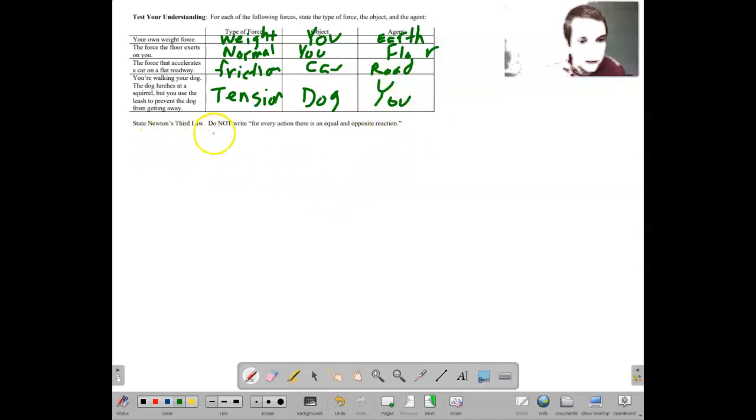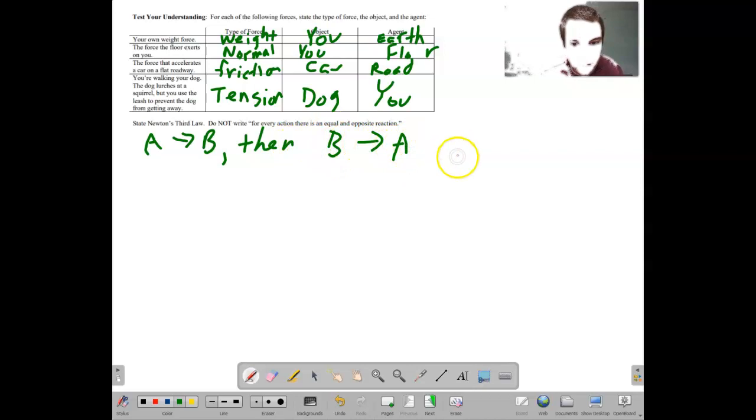State Newton's third law, not writing for every action there's an equal but opposite reaction. I'm not going to write that because it's going to take me forever. But if A exerts a force on B, then B exerts a force on A. Equal and opposite. Equal magnitude, opposite direction, because force is a vector, right? There we go. That's the first little piece.